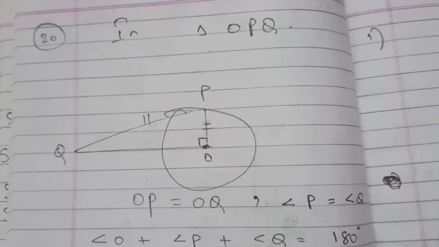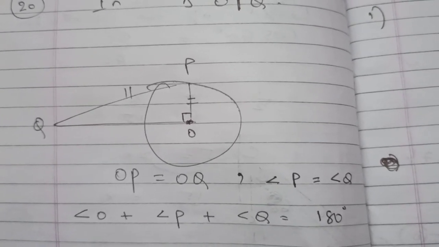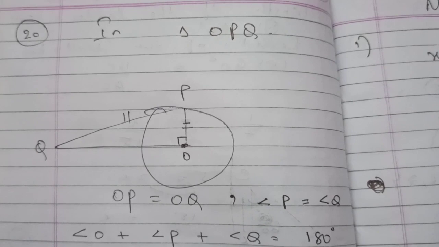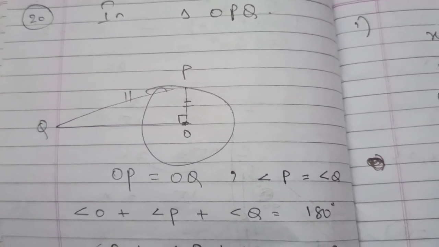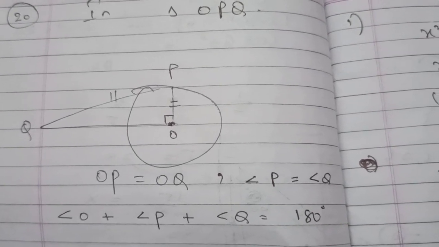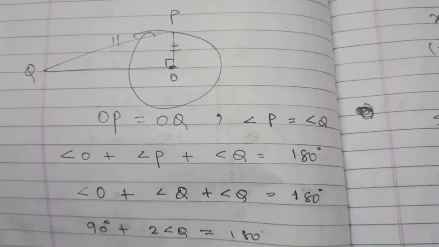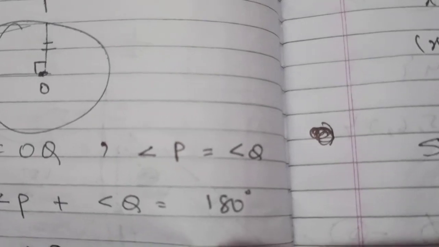See here, in triangle OPQ, you have to draw one triangle. As the question says, OP and OQ, these two sides are equal due to the isosceles triangle, and also angle P and angle Q are equal. We know the sum of the triangle's angles, angle O plus angle P plus angle Q equal to what? 180 degree. So here we can write P equal to Q.